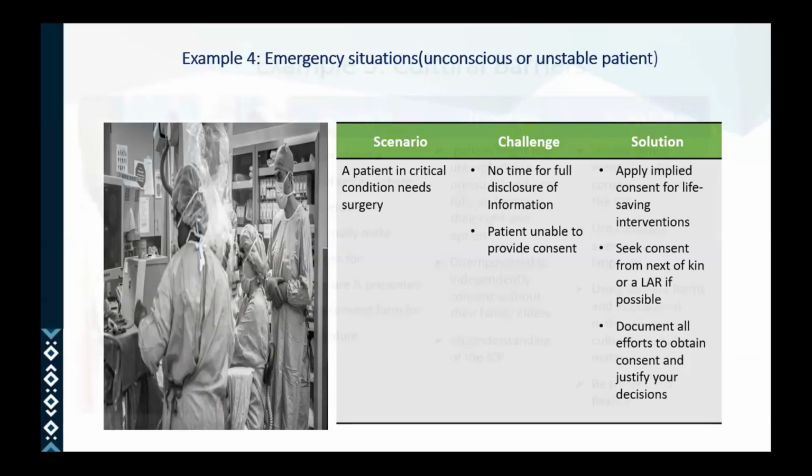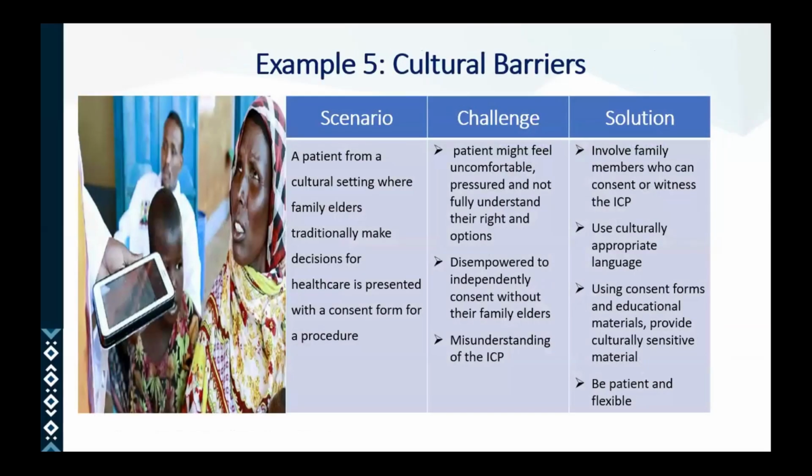The last example is about cultural barriers. As you can already see, there's a cultural barrier here. The scenario is this patient from a cultural setting where family elders traditionally make decisions for healthcare is presented with a consent form for a procedure. So the challenge is that the patient might feel uncomfortable, pressured, and not fully understand their rights and options. There is disempowerment to independently consent without their family elders. And then there is misunderstanding of the informed consent. They may not really understand it since it is their elders that have always been doing it for them.